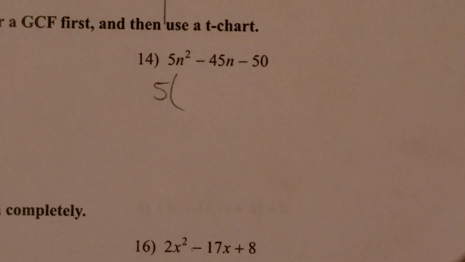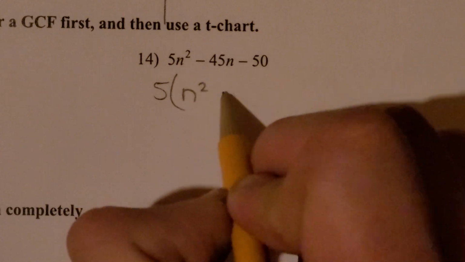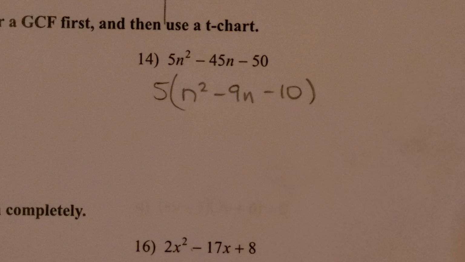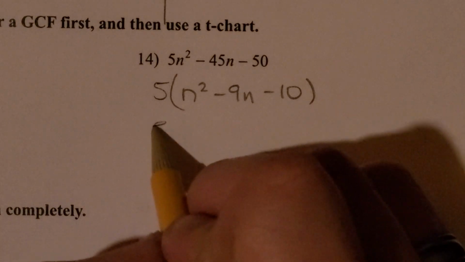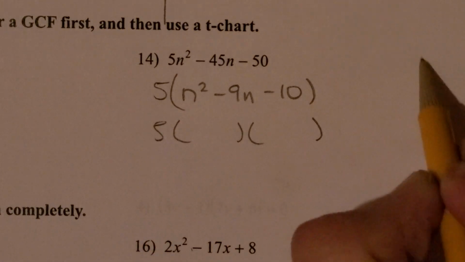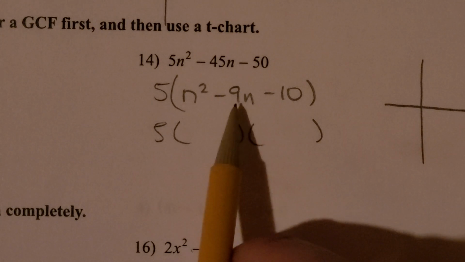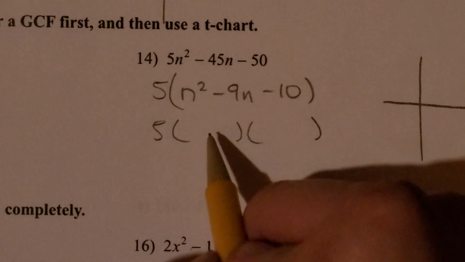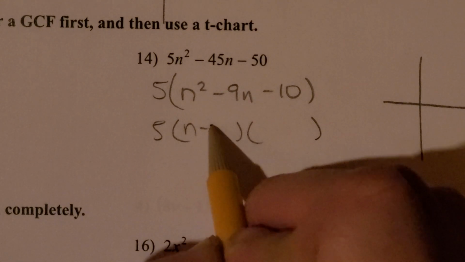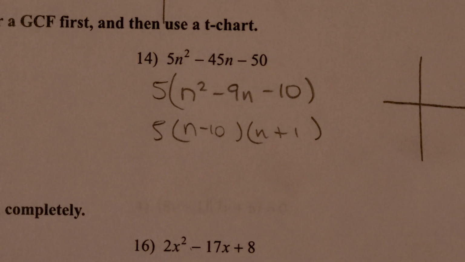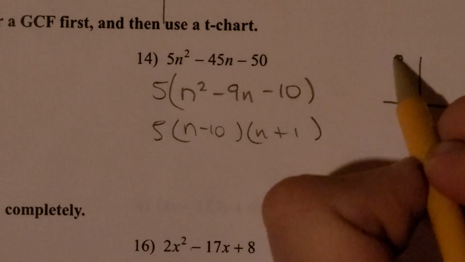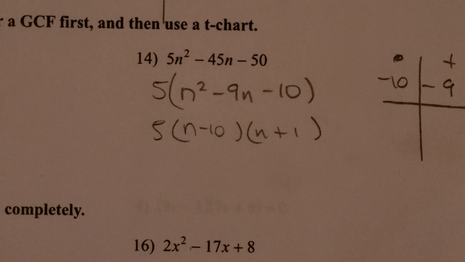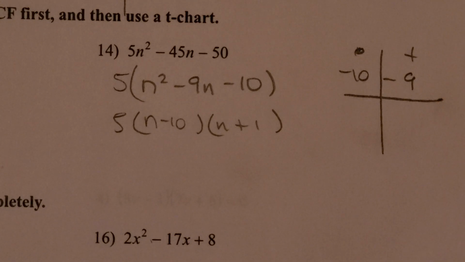Now this, GCF of 5, and when I pull out a 5, I'm left with n squared minus 9n minus 10. Some of you, I think, at this point aren't even going to make the T-chart, and you're just going to say two things that multiply to a negative 10, add to a negative 9. And you can just write it down. It would have been n minus 10, n plus 1. But again, if you need to come off to the side and write out a T-chart, there is absolutely nothing wrong with that. It's a tool that I'm giving you to use.